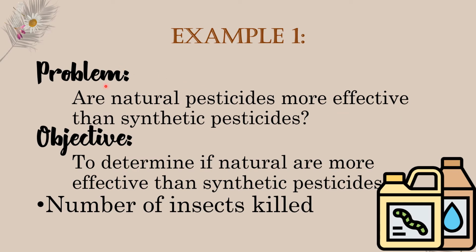So, for example, we have a problem. Are natural pesticides more effective than synthetic pesticides? So, our objective would be to determine if natural pesticides are more effective than synthetic pesticides. So, what is the response variable to determine the effectiveness of pesticides? The response variable is the number of insects killed.